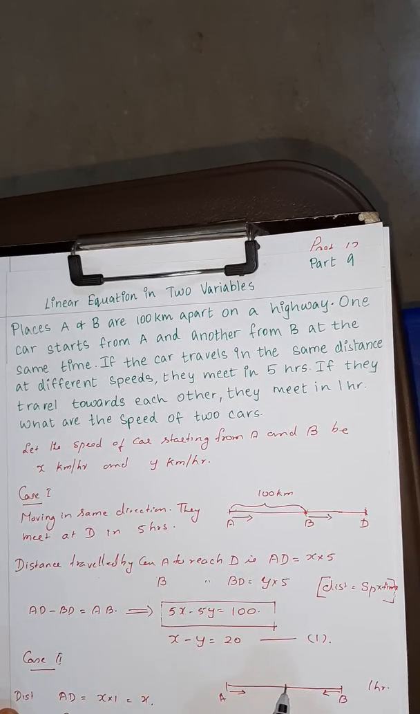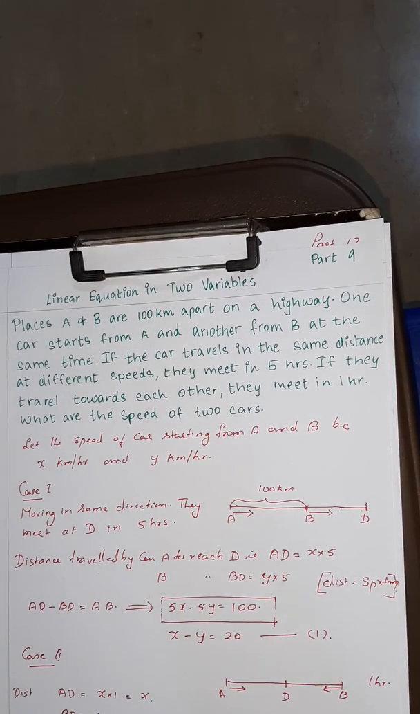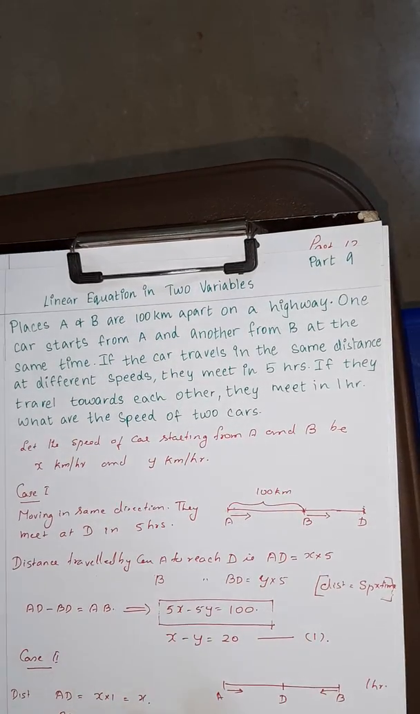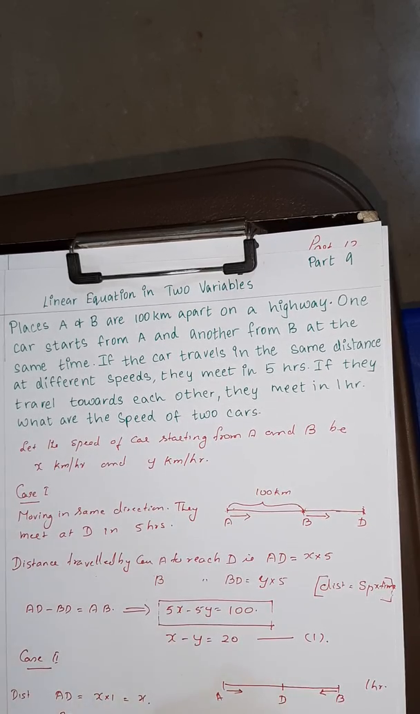Now, AD plus BD is equal to AB. So, x plus y is equal to 100. So, this is the second equation.